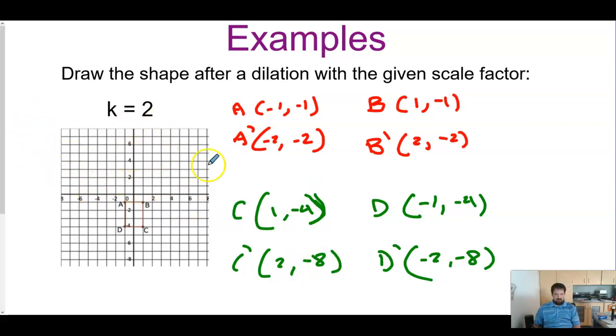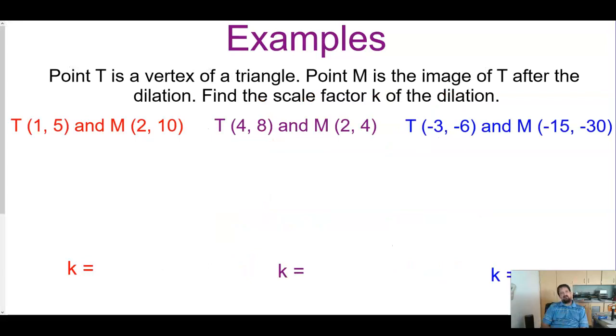So let's draw these. For A, we go -2, -2. For B, we get 2, -2. C is 2, -8. D is -2, -8. And there is our image, double the size. Okay? Alright. Let's look at this last slide.